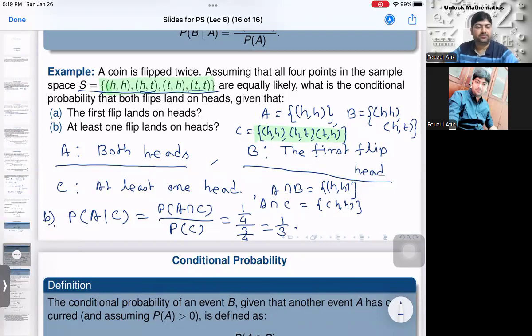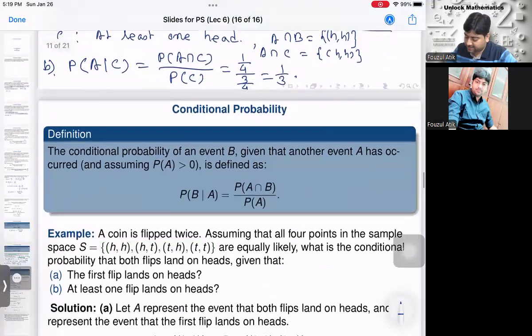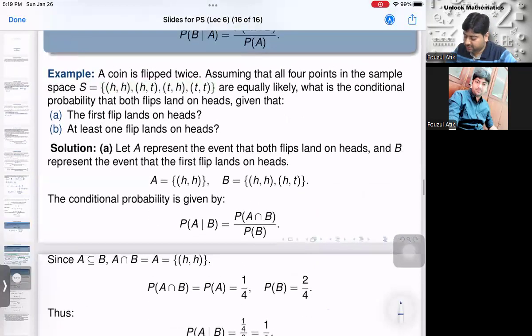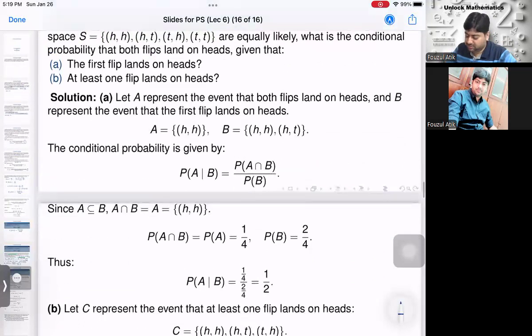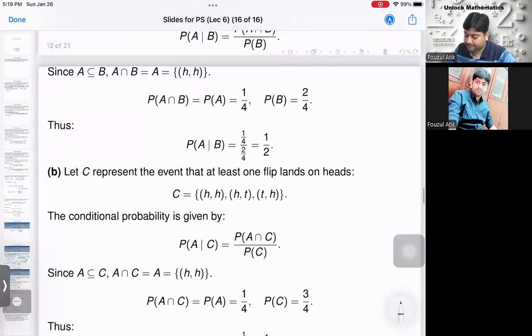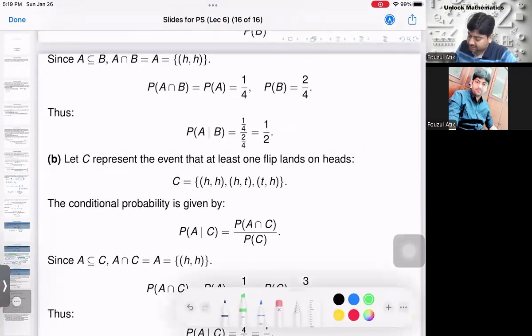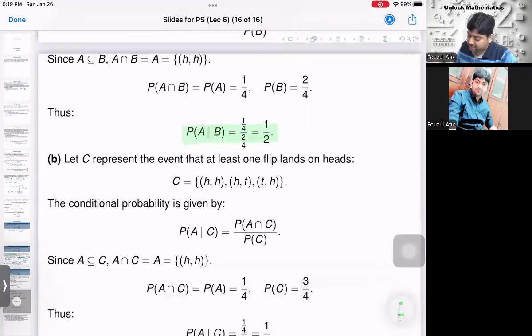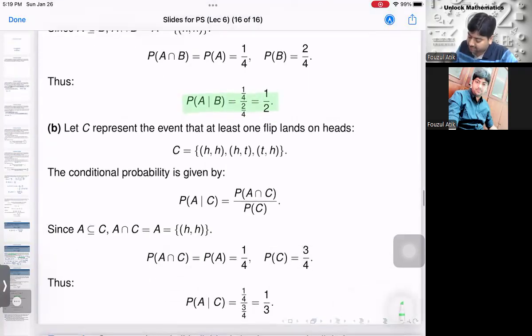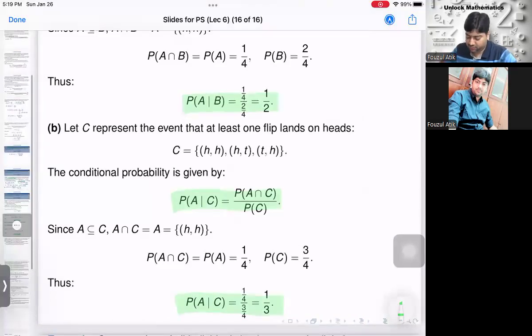I hope it is clear. So we got both the conditional probabilities. Whatever I discussed is written very formally. You can easily see the answer for this, which we have already discussed. The P of A given B, we got 1 by 2, and P of A given C, using this formula, finally we got 1 by 3. I hope it is clear. Let me move to the next question.